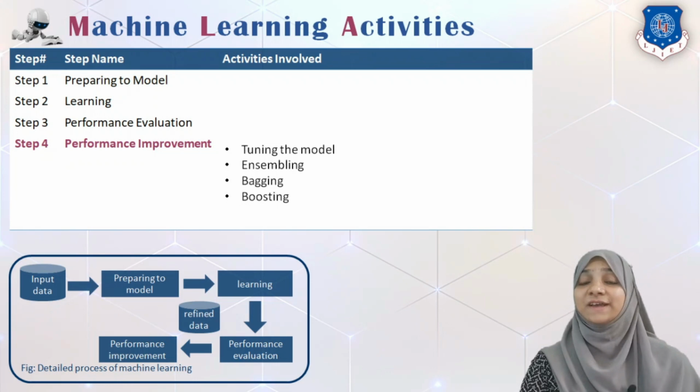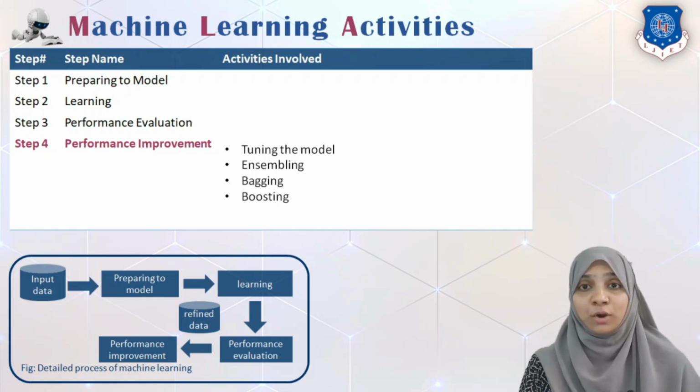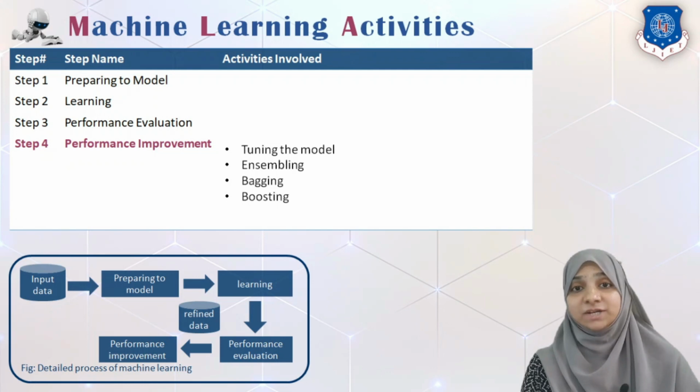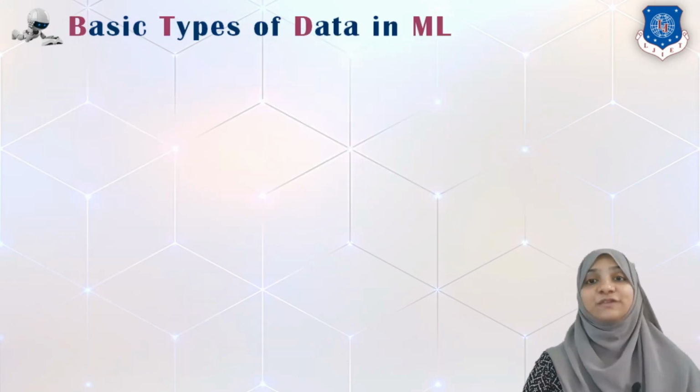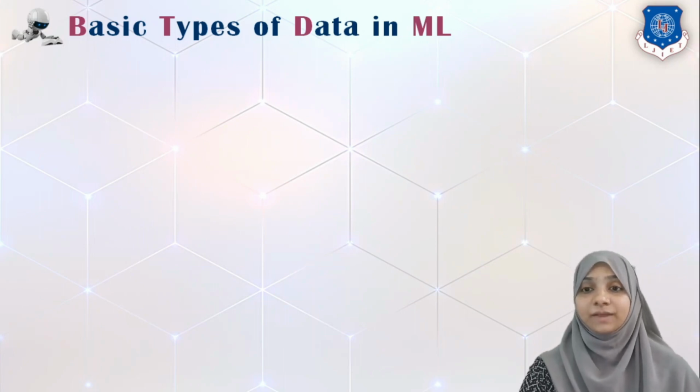Here in unit number 2, we are looking in detail at step 1, that is, preparing to model. Steps 2, 3 and 4 are separate chapters and we will cover them later in detail. So let us start with basic data types in machine learning.